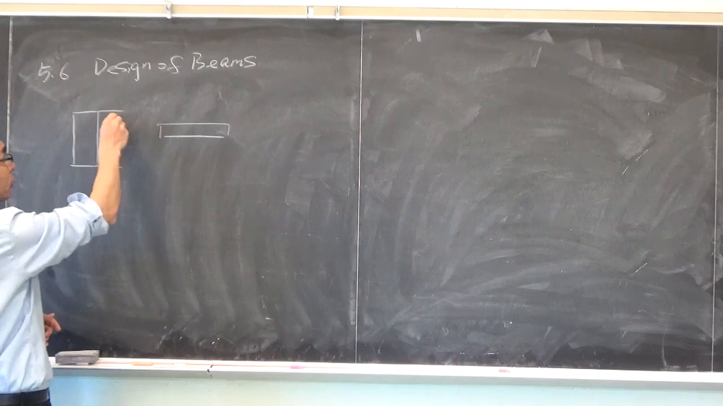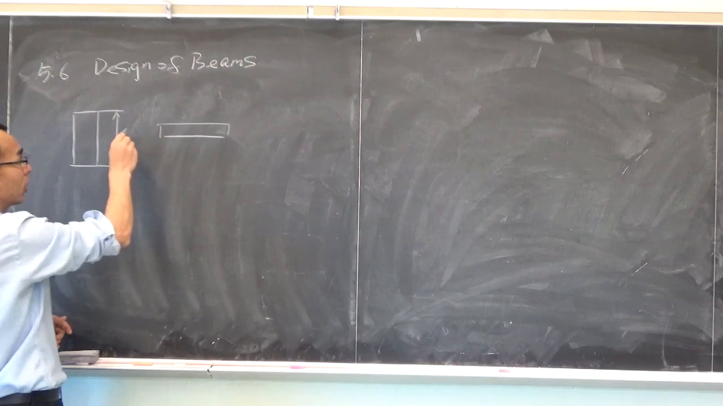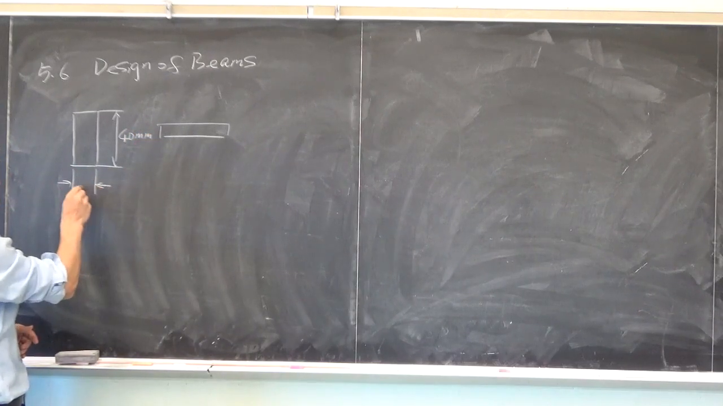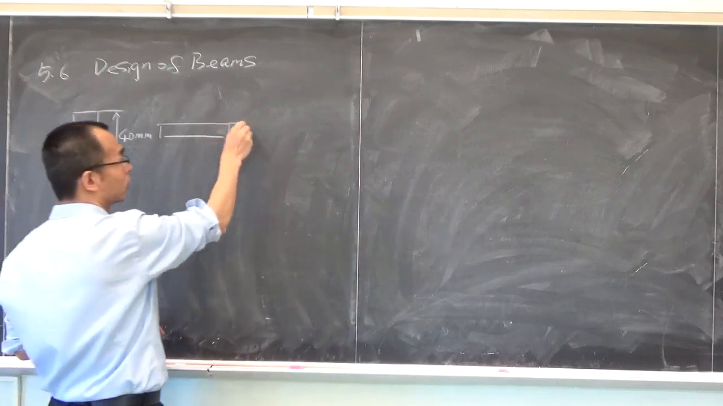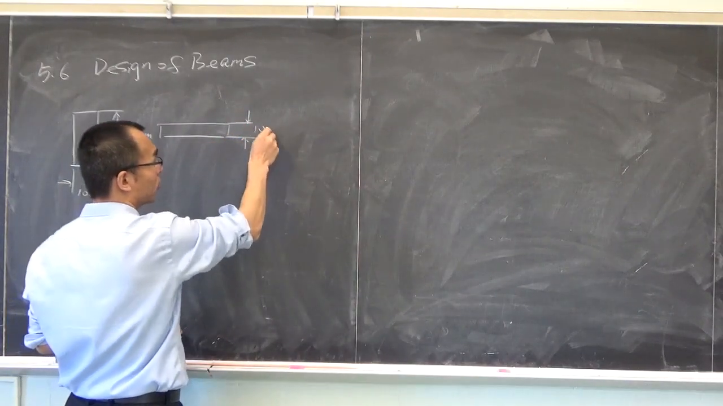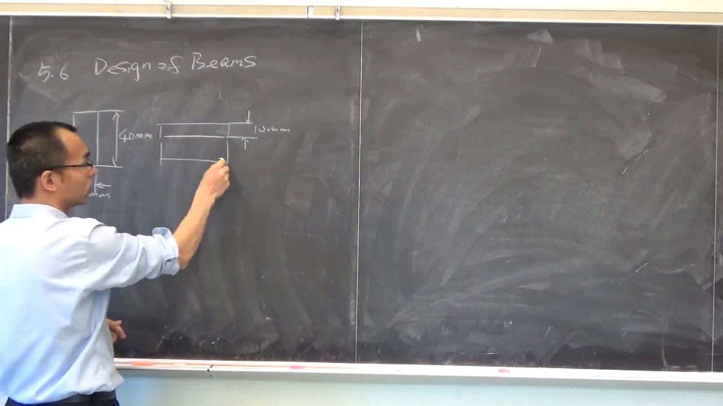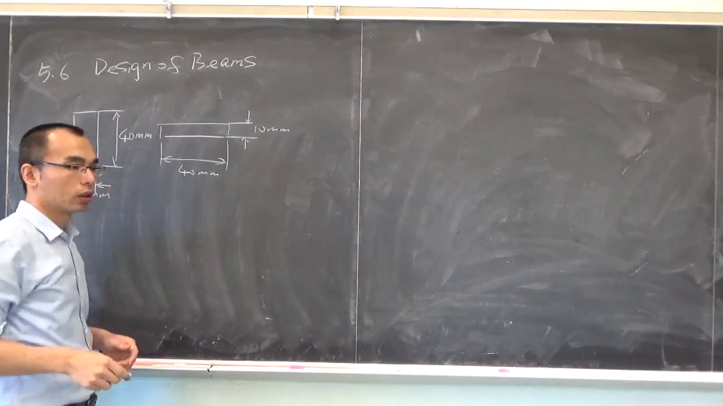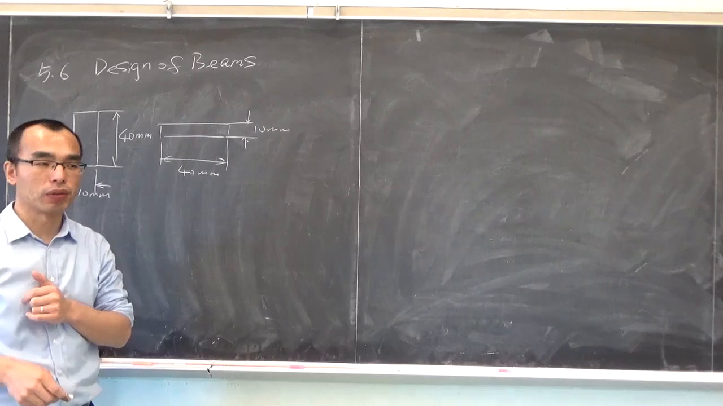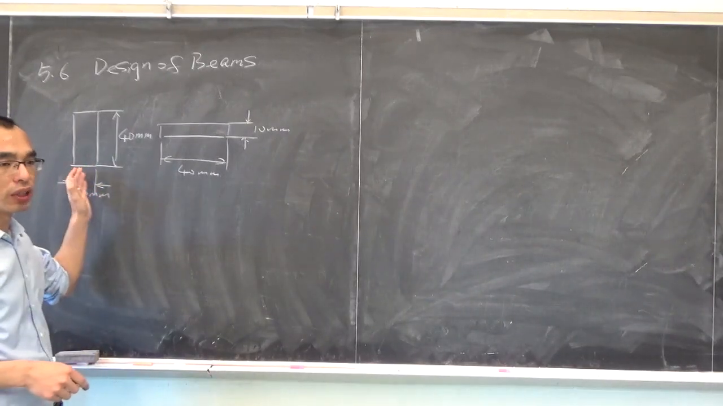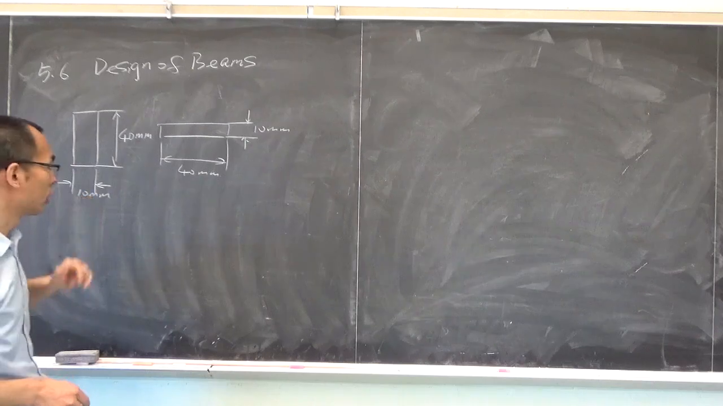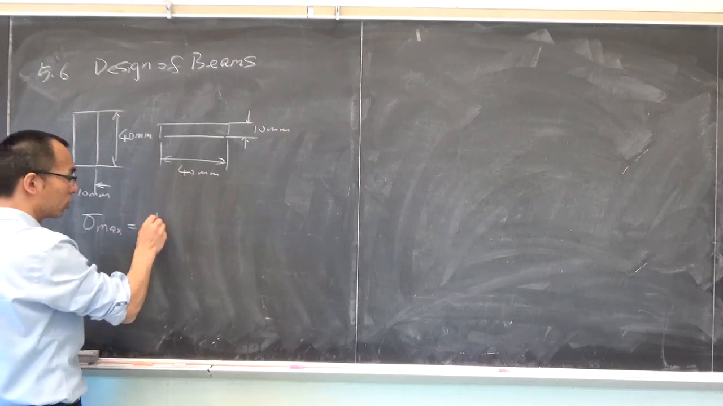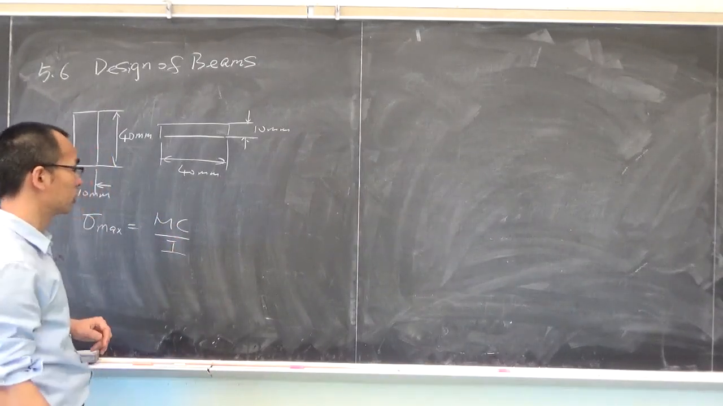Let me give you some numbers, like 40 millimeter, 10 millimeter, 10 millimeter, and 40 millimeter. When you go to the gym and look at the beam, they will use it this way. Why? We know the normal stress is equal to this one.